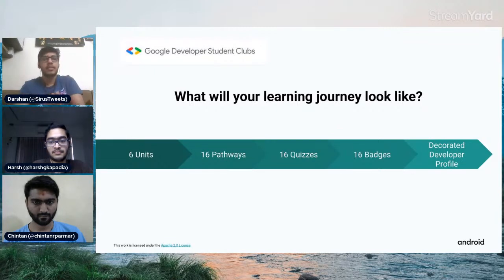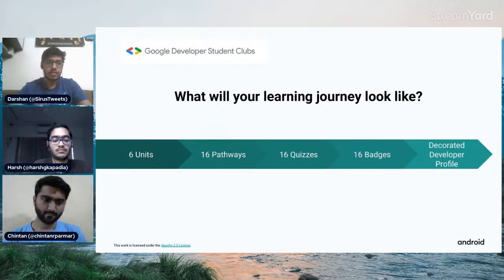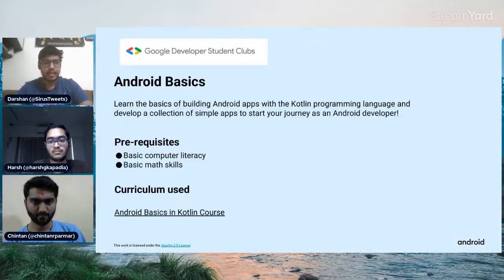And how will this look? On the course, you have 6 units. This will go from introduction to Kotlin to navigation and animations in Android. So it covers the whole stuff of Android, and you will have 16 pathways. At the end of each pathway, you will have a quiz, and after each pathway, you will get a badge. To complete this Android course, you need to collect all the 16 badges, and then you will get the profile created.